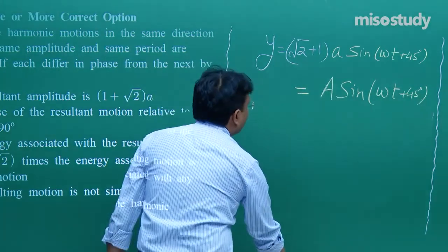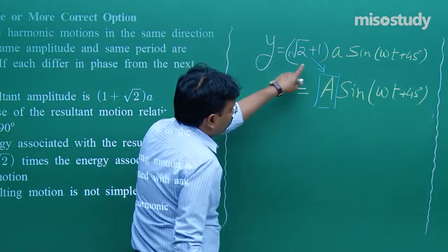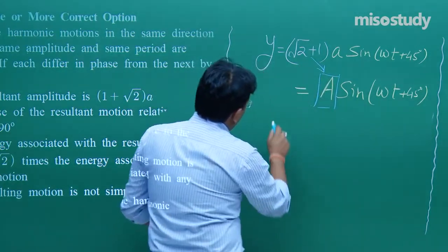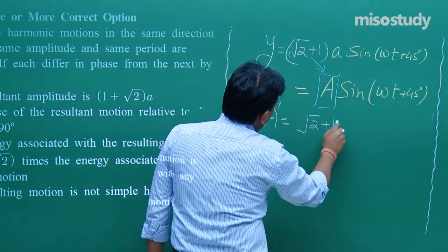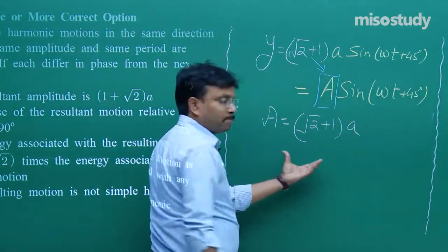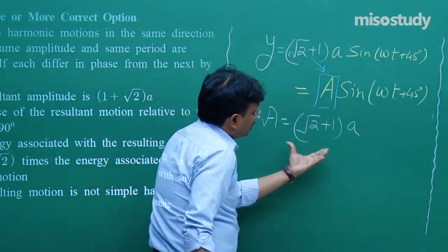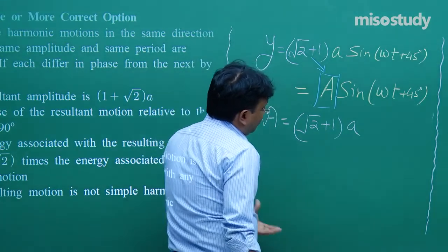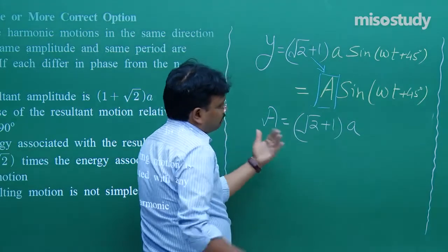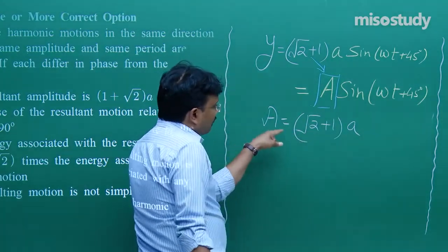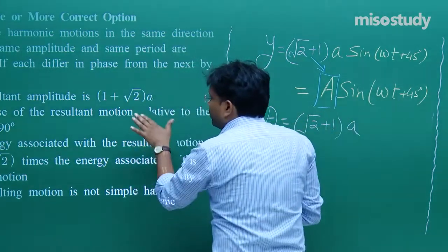So now what I can say? I can say this big A is nothing but this root 2 plus 1. So A is equal to root 2 plus 1 times a. This is the amplitude of the resultant wave, which differs by pi by 4 relative to the previous expression. So amplitude is root 2 plus 1 into a. Now let's try to find out, is it given?